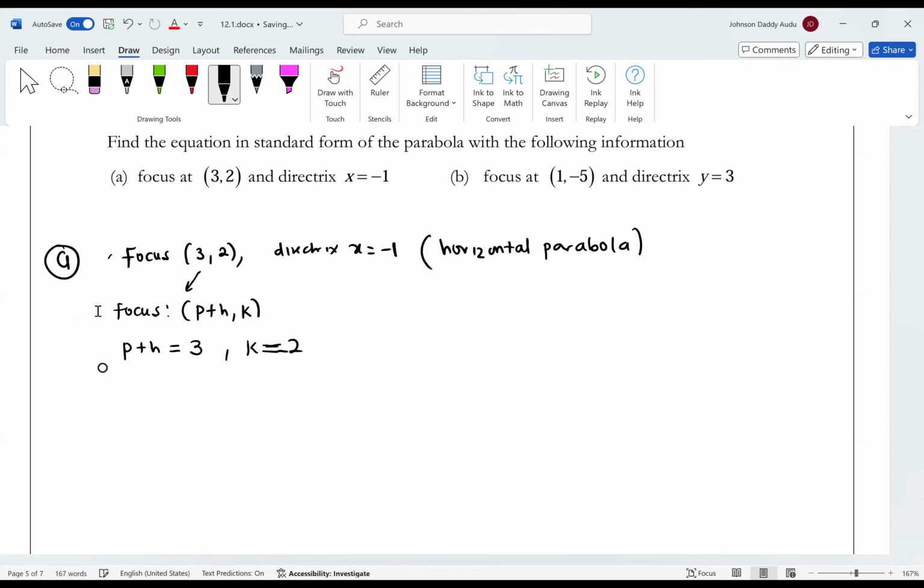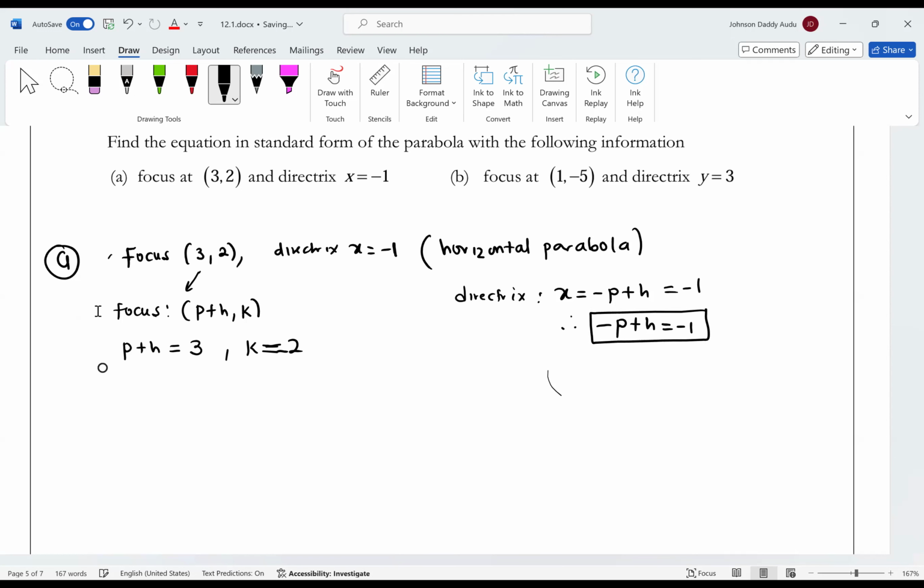K is equal to 2. Also here, the directrix is given by x is equal to minus p plus h, right? And this is equal to what? Minus 1. So what does that mean? This simply means that you have minus p plus h is equal to minus 1.